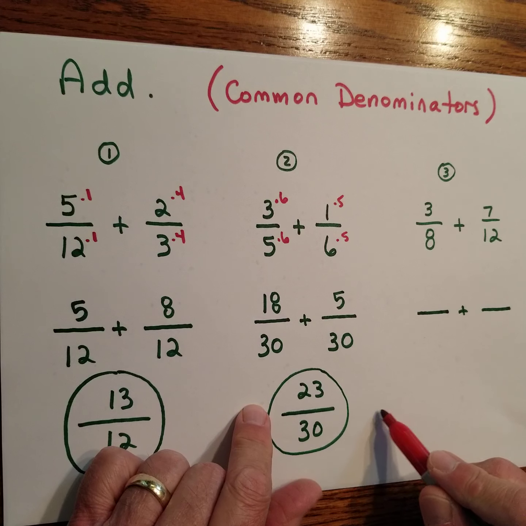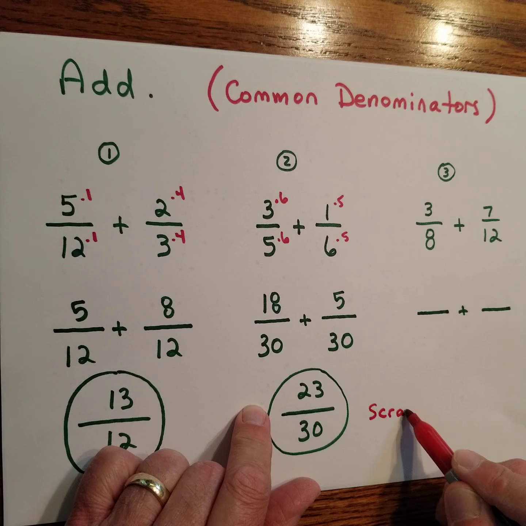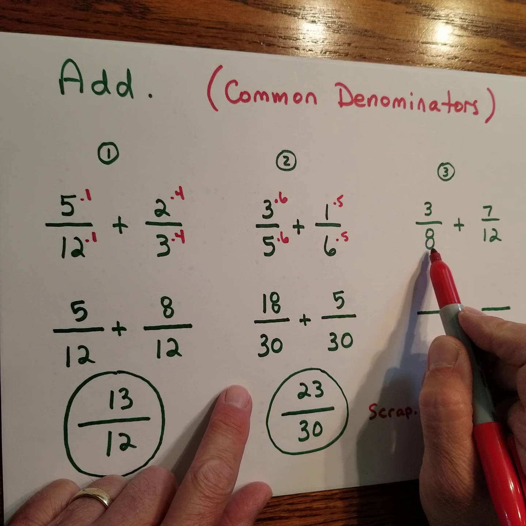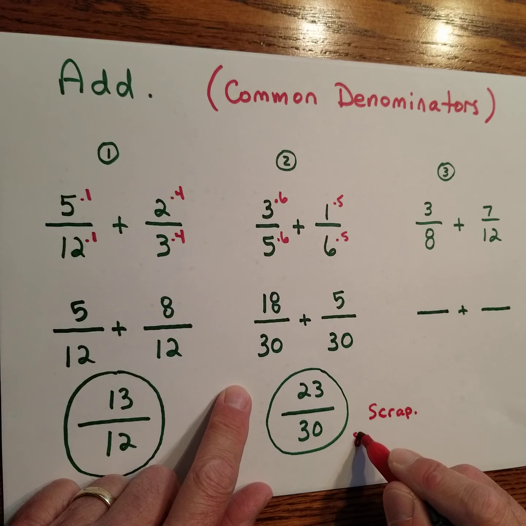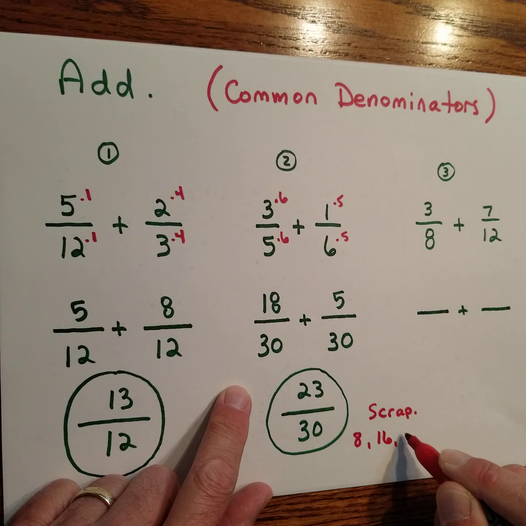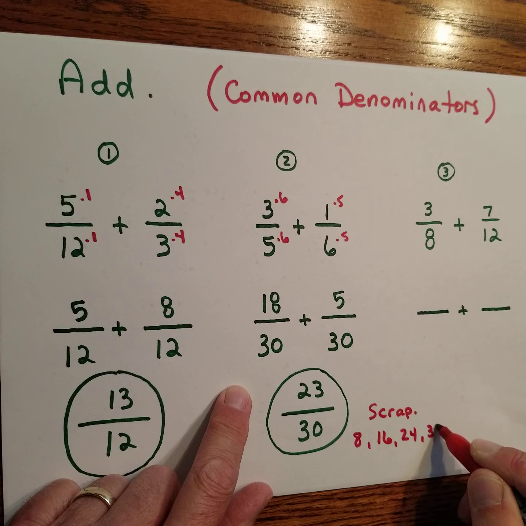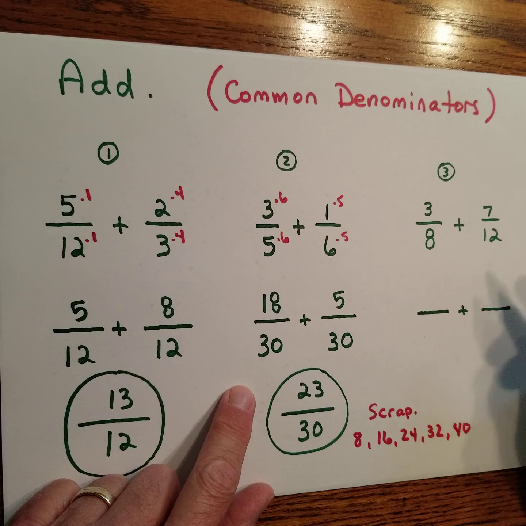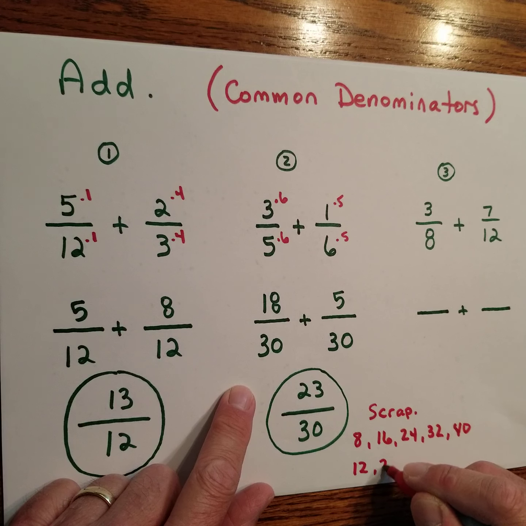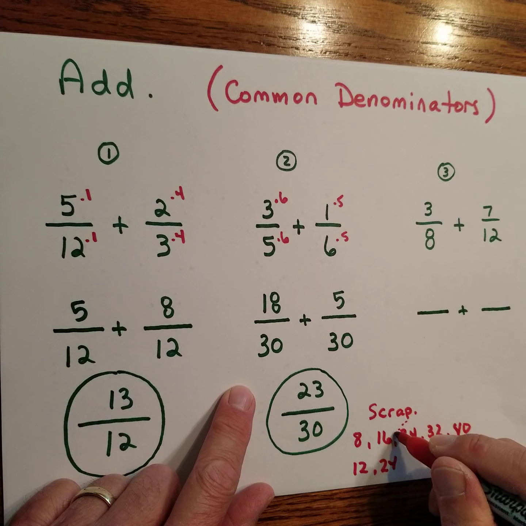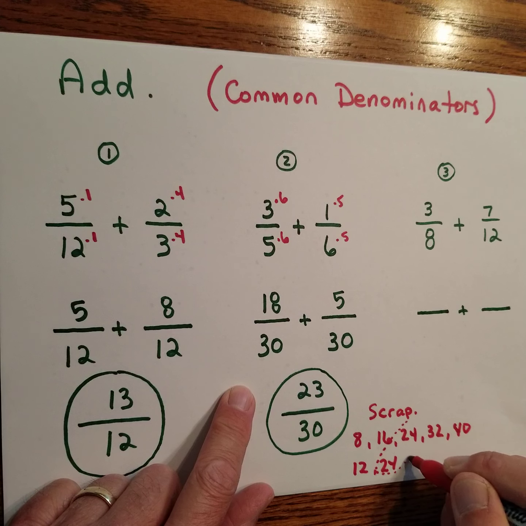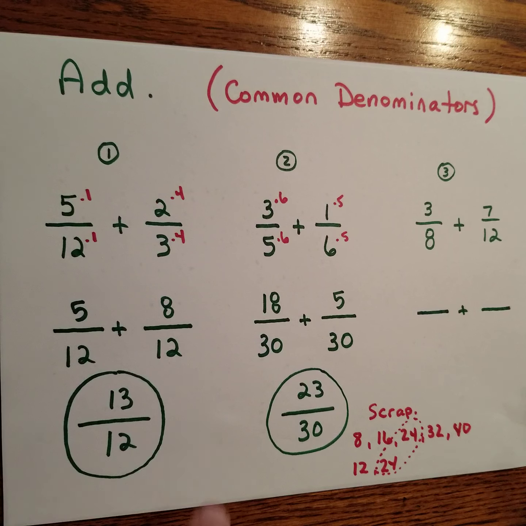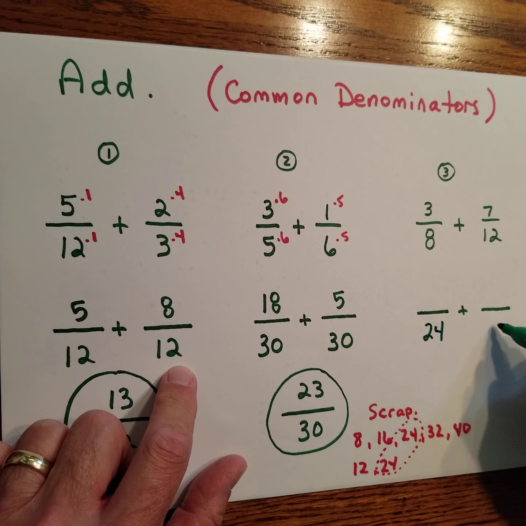Let's come down here onto scrap paper and see if we can find a smaller number. Here's how I do it. Take 8 and start writing the multiples of 8 down. There's 8 times 1, 8 times 2, 8 times 3, 8 times 4, 8 times 5. Do the same thing with 12. Here's 12 times 1, 12 times 2. Hey, wait a minute. There it is. 24 is a number that 8 and 12 both divide into. So 24 makes a good common denominator.